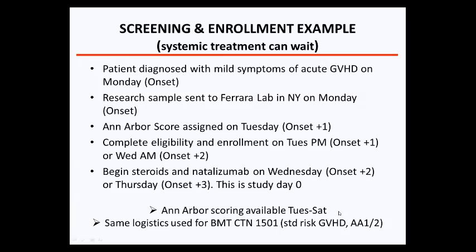Ann Arbor scoring is available Tuesday through Saturday. The same logistics is used for BMT-CTN 1501, which is Minnesota Standard Risk, Ann Arbor 1-2. Relative to 1501, if they get randomized to sirolimus, once they become eligible for natalizumab, what do you do with sirolimus? Stop. And for 1501, if they already have tacrolimus, you add sirolimus to tacrolimus and not give the steroids. That's correct.